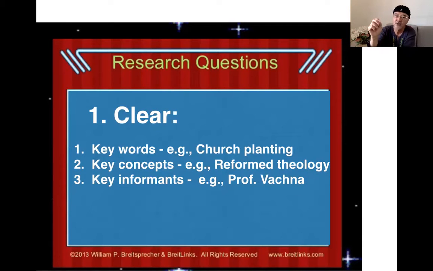So in your research question, church planting has to be written, Reformed theology has to be written. Who's the key informant? Meaning, who's the key person informing you? Is it a book or a person? If it's a book, write the book title. If it's a person, say Professor Watson talks about this wonderful church, well, talk to him, interview him, but put him in.